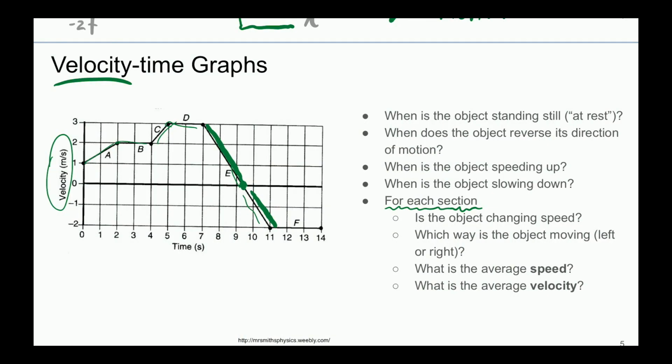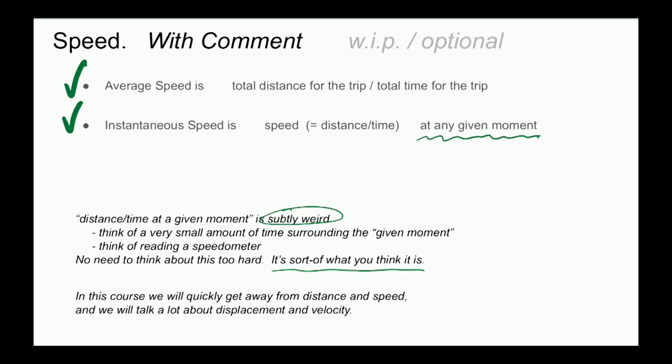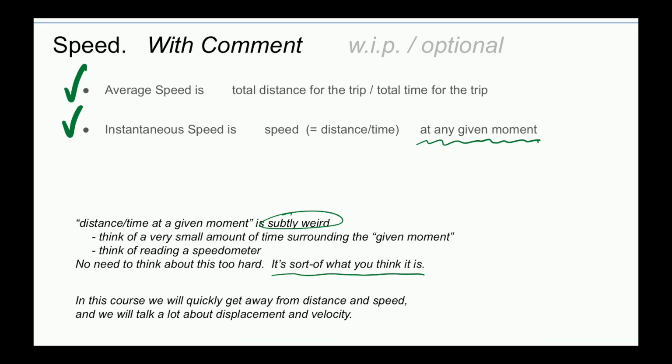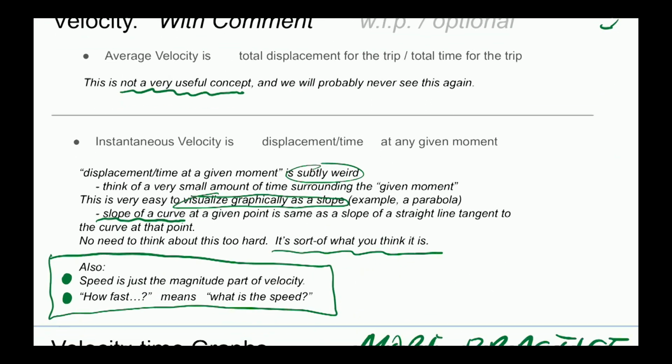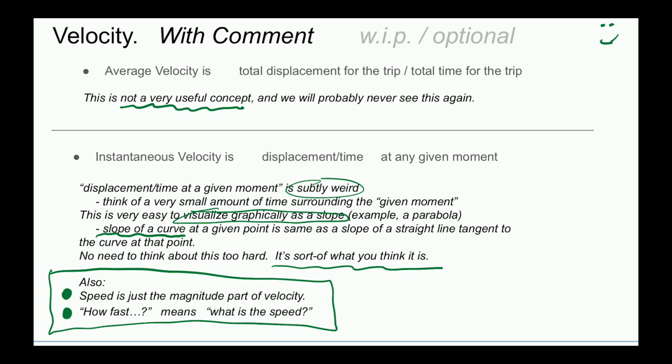All right, so let's go on. I'm going to make a couple comments about speed and velocity and what they mean. You now know average speed, you know instantaneous speed, and you know what they mean. There's a subtle weirdness to dividing a distance by a time, and that gets into calculus concepts. I don't think it's worth worrying about, and I think speed is just what you think it is. It's the reading on the speedometer on your car.